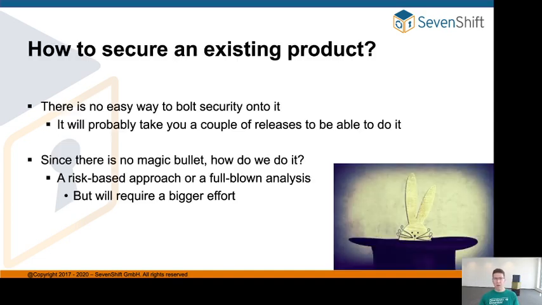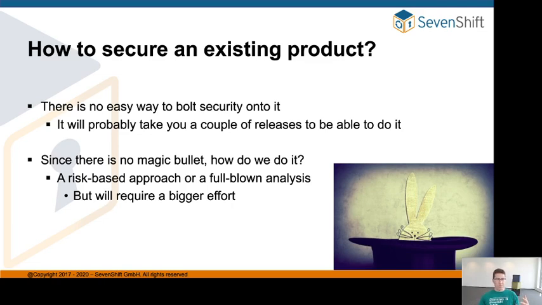So if your devices are already out there and you already have a product, I have bad news for you. There's no easy way to just bolt security onto it. In most cases, it will take a couple of releases until you get to a more secure device, and there are no silver bullets. So how do we do this, since the rabbit is already out of the hat?